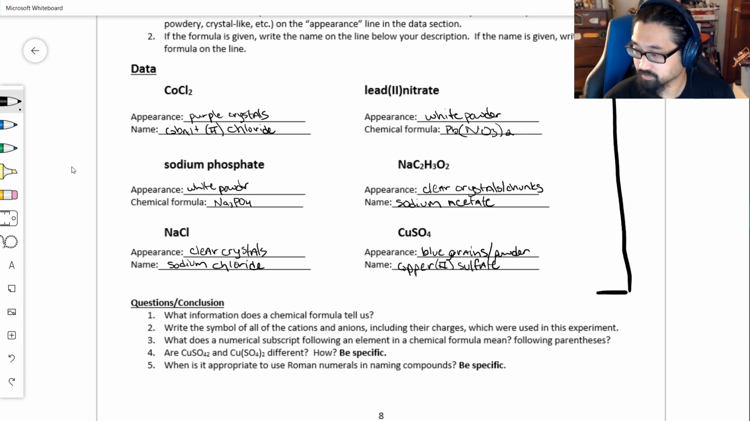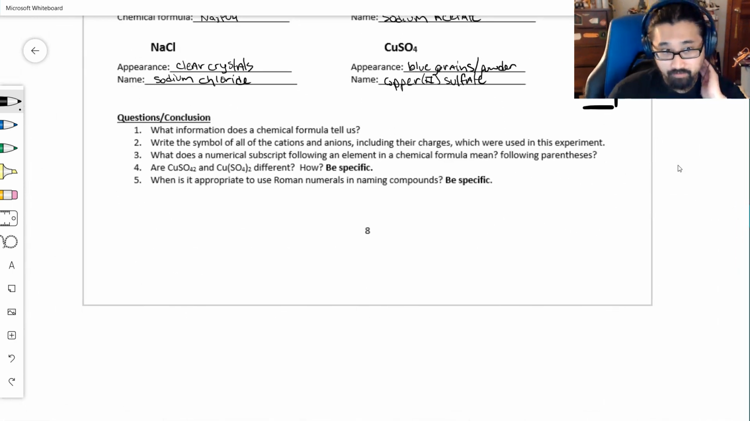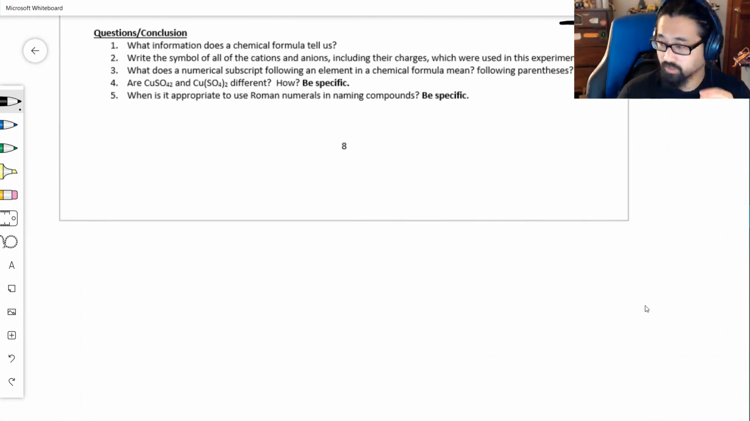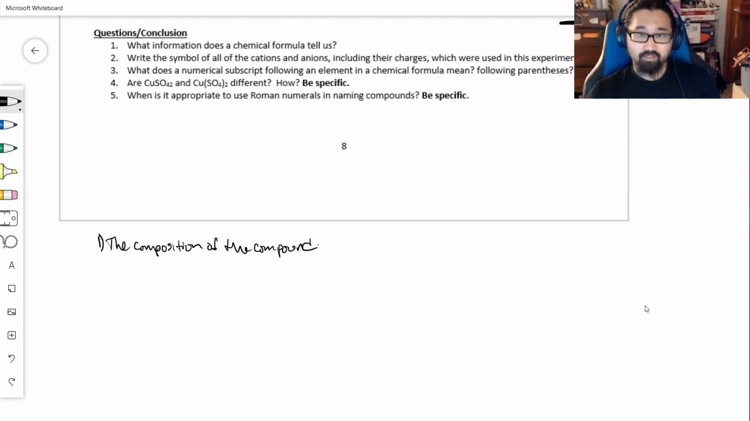Alright, now what I really wanted to get into, I'm not going to take a ton of time, but just a little bit of time, right? What information does a chemical formula tell us? So I'll write this a little below, and let me scroll down a bit. Alright, so what information does it tell us? The composition of the compound. Specifically it tells us what elements it's made up of, tells us how many of each element there are in the compound, but generically, the composition of the compound.